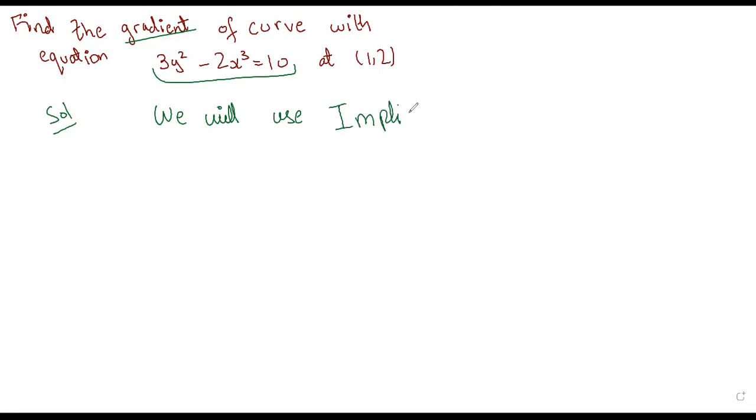dy by dx, we have to differentiate both sides with respect to x. Very good, but we will be using implicit differentiation. So step one, differentiate both sides of the equation.